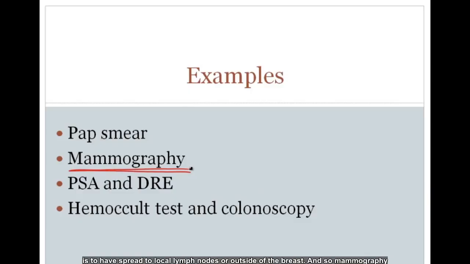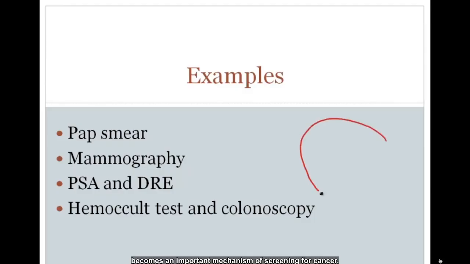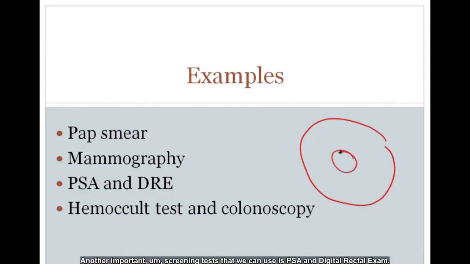Another important screening test that we can use is PSA and digital rectal exam. Now, what's the idea here? The idea here is that, recall, if this is the prostate, and running through the center of the prostate is the urethra, the prostate cancer tends to grow in the posterior peripheral aspect of the prostate, and so it's a relatively silent disease because it doesn't really produce urinary symptoms.